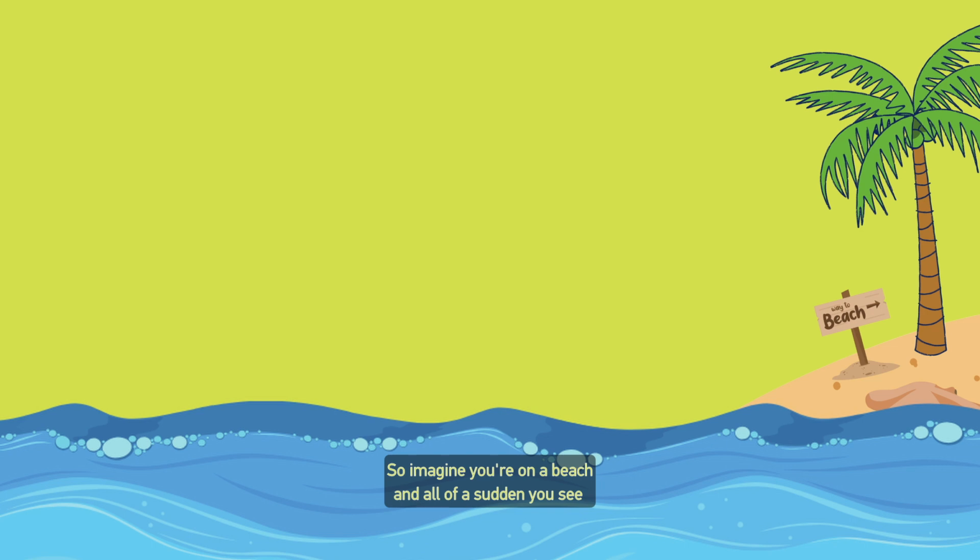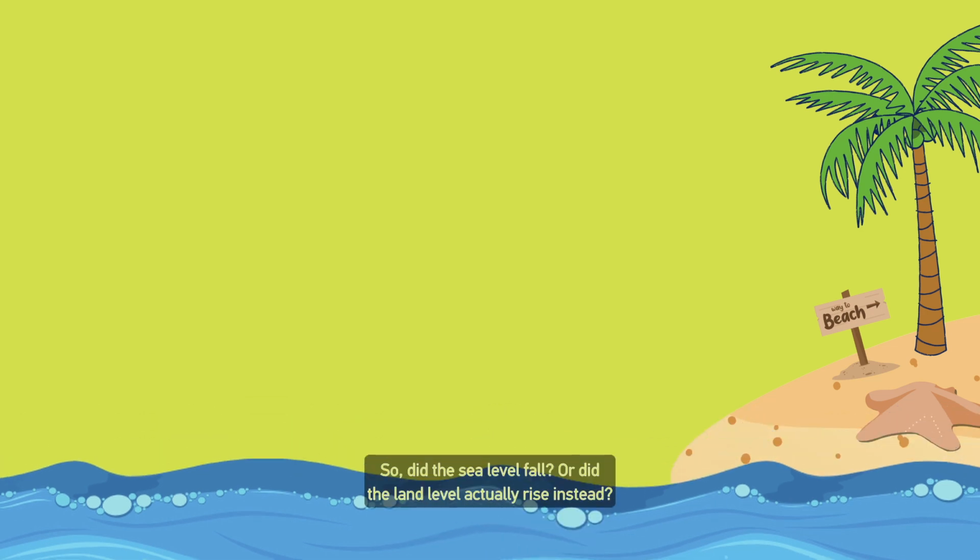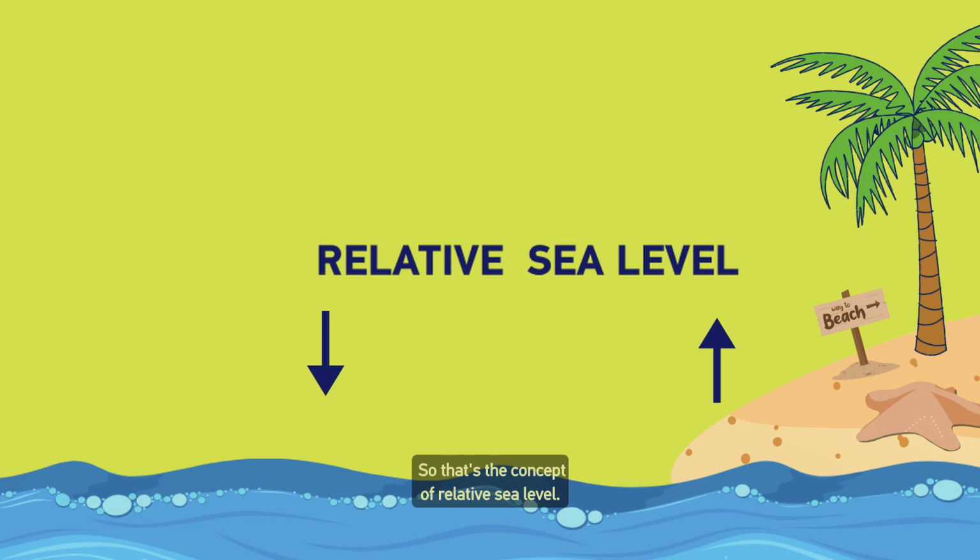So imagine you're on a beach and all of a sudden you see the shoreline suddenly recede. So did the sea level fall or did the land level actually rise instead? So that's the concept of relative sea level. It records both changes in the sea level and as well as the land movement.